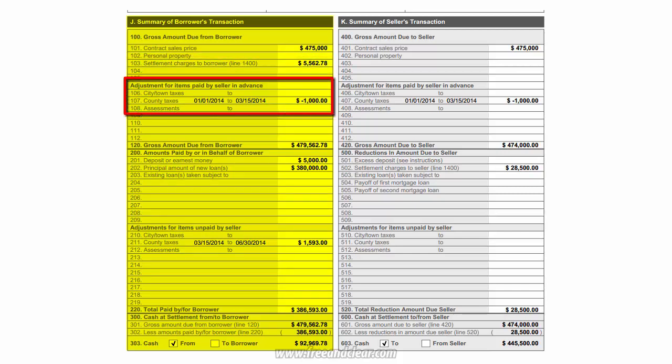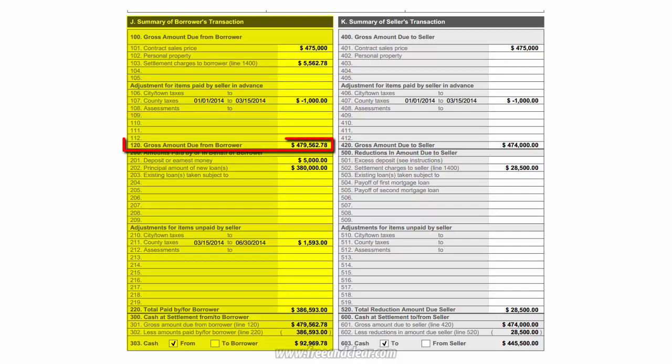The next category is adjustment for items paid by the seller in advance. This typically has to do with property taxes that the seller has already paid for. For example, the seller may have paid property tax for a 6-month period, but sells the house within 3 months. So there's an adjustment for the period of time when the seller does not own the property. When you add these figures up, the purchase price, settlement costs, and the adjustment, you get the gross amount due from the borrower, or the amount of money the borrower has to come up with to buy the property.